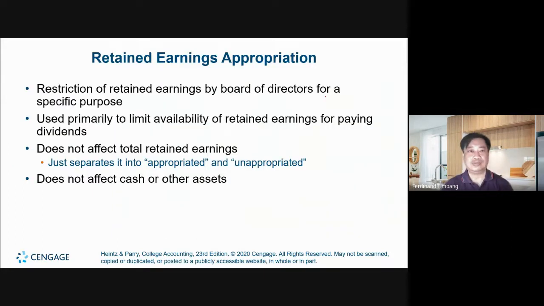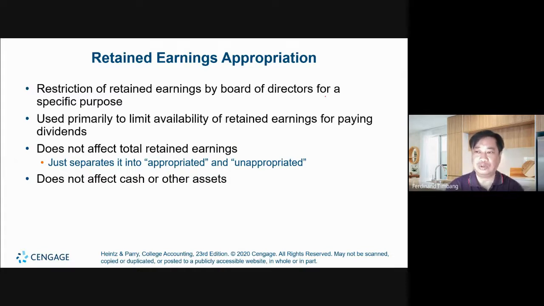Now, retained earnings appropriation. What does it mean when you say retained earnings appropriation? Because the retained earnings can be appropriated or unappropriated. So kanina pinag-usapan natin yung unappropriated for the dividends, because you cannot declare retained earnings which is already appropriated. It should be unappropriated retained earnings for you can declare dividends. So this time we have the retained earnings appropriation or appropriated. So restriction of retained earnings by board of directors for a specific purpose, and then used primarily to limit the availability of retained earnings for paying dividends.